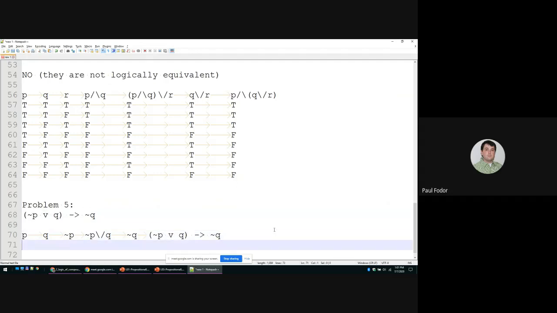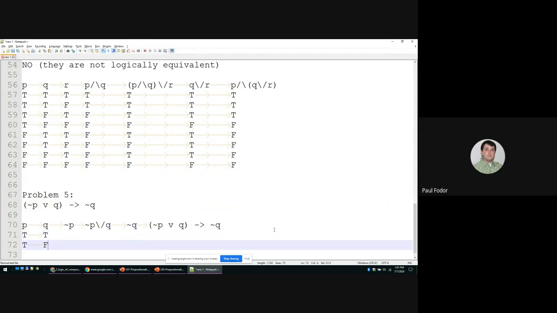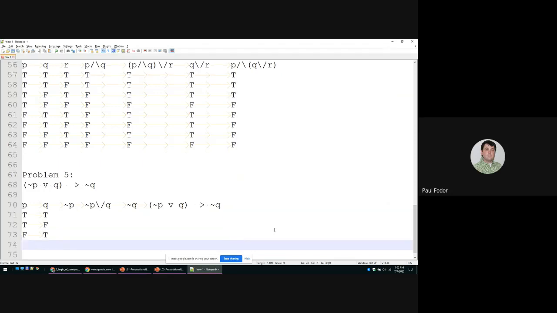Okay, good. So now we have four possible inputs: true and true, true and false, false and true, and false and false. Not P is just the inverse of P, so false, false, true, true. Now we are looking at not P, this column, and Q, and we compute the disjunction. The disjunction, as we know, is commutative, so we can just look at it like this. True or false is true, false or false is false, true or true is true, false or true is true.